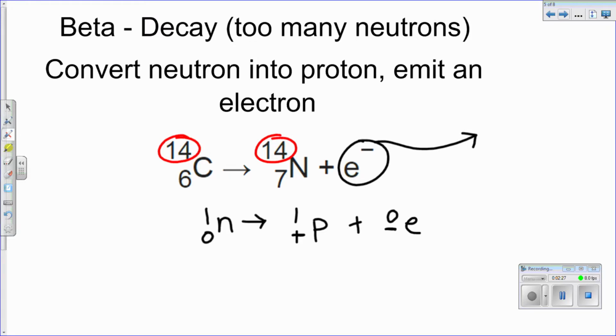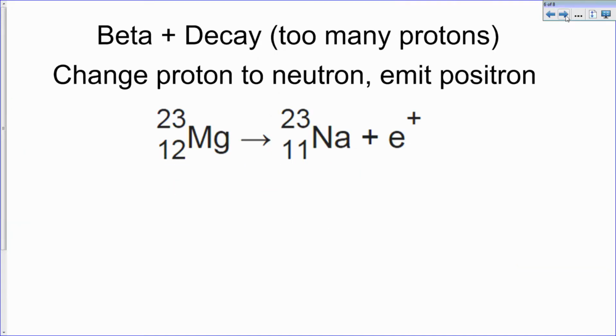Notice the mass doesn't change. It remains 14 the whole time because neutrons and protons have the same mass on an atomic level. Beta plus decay is what occurs when the opposite problem is occurring in the nucleus. There's too many protons.